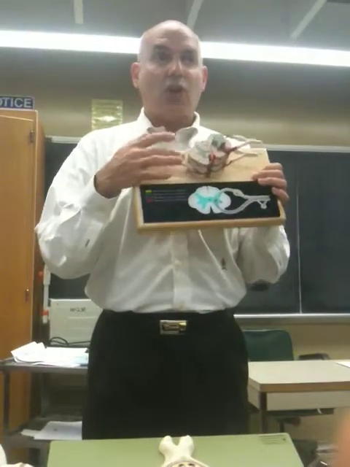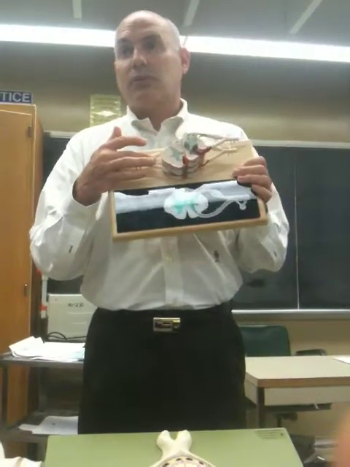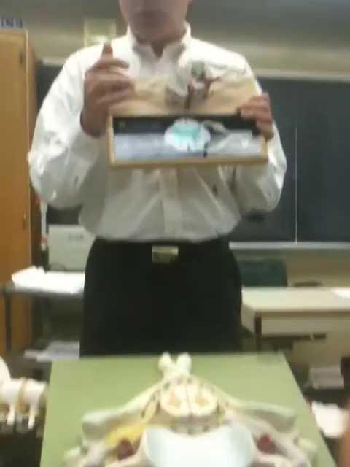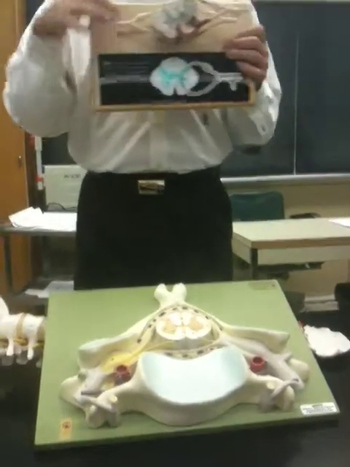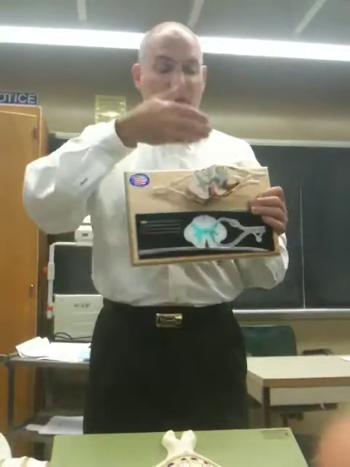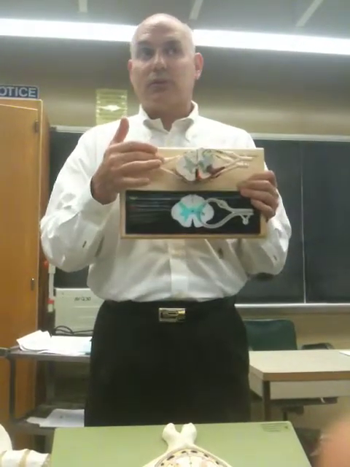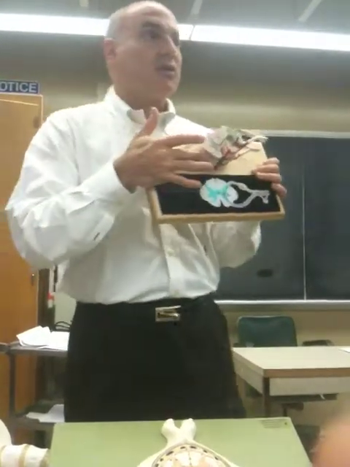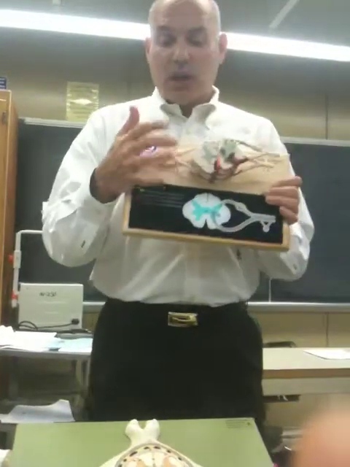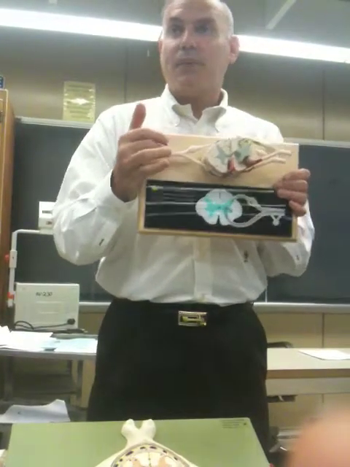The branches are known as the roots. The roots of the spinal nerve. And the branch in the back is known as the dorsal root. And the branch in the front is known as the ventral root. And the two roots come together to make up the spinal nerve.